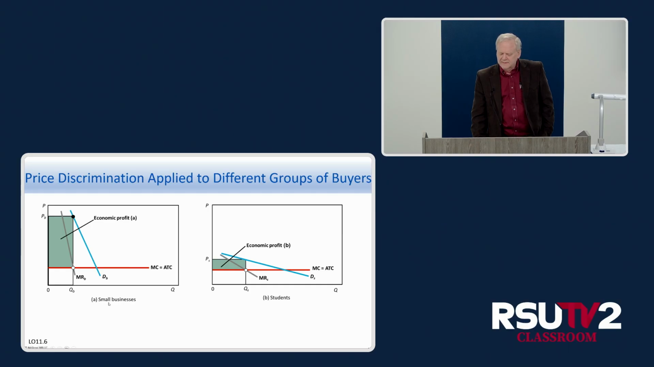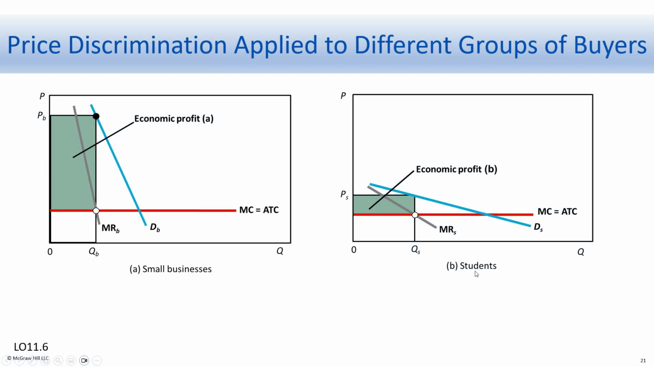Here, you notice it says small businesses on the left. It says students here on the right. So maybe there's a software company. It sells software to small businesses and to students. And they know that small businesses have to have this particular software to run on their computer system. Maybe it's an accounting software or something like that. They kind of have to have it because they're in business. It's just a cost of doing business. So small businesses may pay more for the product than would students.